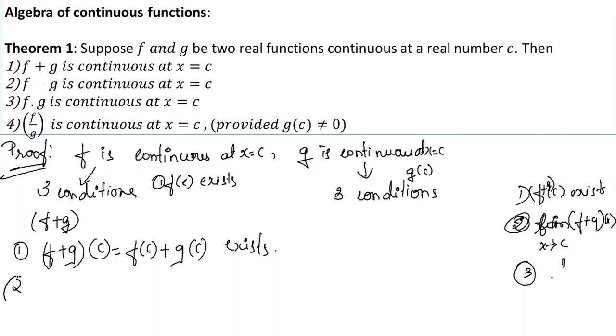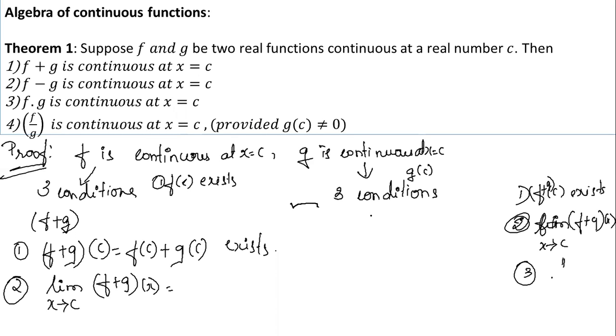Now you have to go for the second condition. What is the second condition? The limit of f plus g of x as x tends to c exists or not. You have to check whether this is true or not. That is, this particular limit of f plus g of x as x tends to c exists or not.